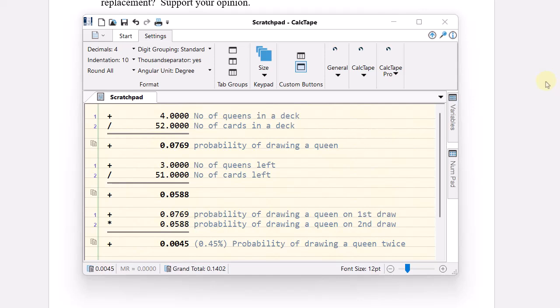Okay, so here's an image of the math so that you can follow this if you find this easier. All right, so on our first draw, we had 4 queens out of 52, so that's 0.0769. That's the same as what we saw before. But on our second draw, we've got 3 queens left, but only 51 cards left. So our chance of drawing a queen becomes slightly less, 0.0588. And then we need to multiply those two probabilities together. That comes up with 0.0045, which is 0.45%. That's the probability of drawing a queen twice when there is no replacement.